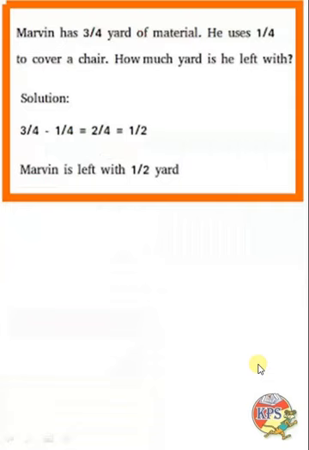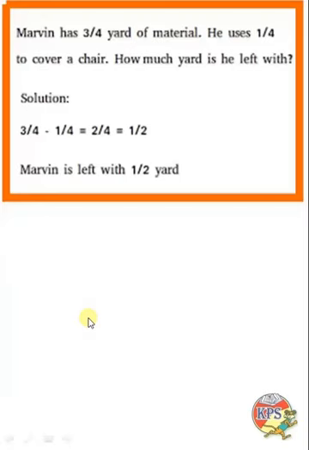After this is the word problem example. So I am giving you an example of a word problem, and you have to solve the rest of the word problems on your own. Then I will give you the solution. So the question is saying Marvin has 3/4 yard of material. He used 1/4 to cover a chair. How much yard is left? So the solution is saying we have to subtract both of the fractions. So suppose you have 10 rupees and you have bought chocolate of 4 rupees. So what is left with you? 6 rupees now.